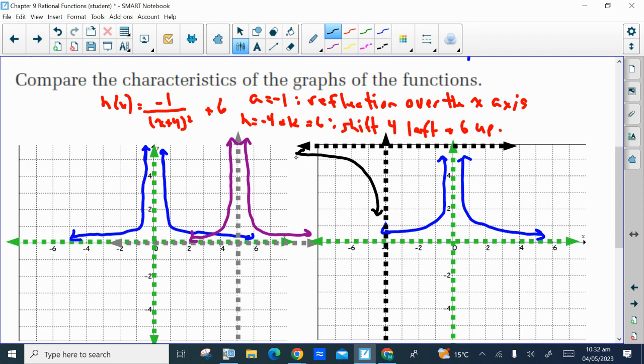And you could confirm that if you wanted to by just doing a little table of values like we've done in the past to find the values of y for values of x on either side of the vertical asymptote.